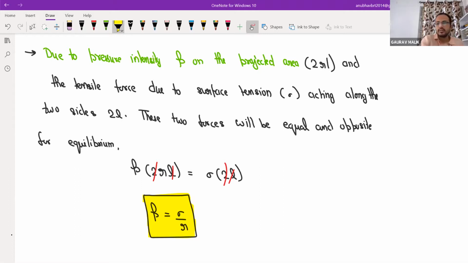I hope up to this point there should be no doubt and it should be clear to each and every student. All these topics are from 11th class. You already studied all these things, but at that time you memorized the formula. For soap bubble, we have this one. For liquid drop, we have this one. Is it clear?